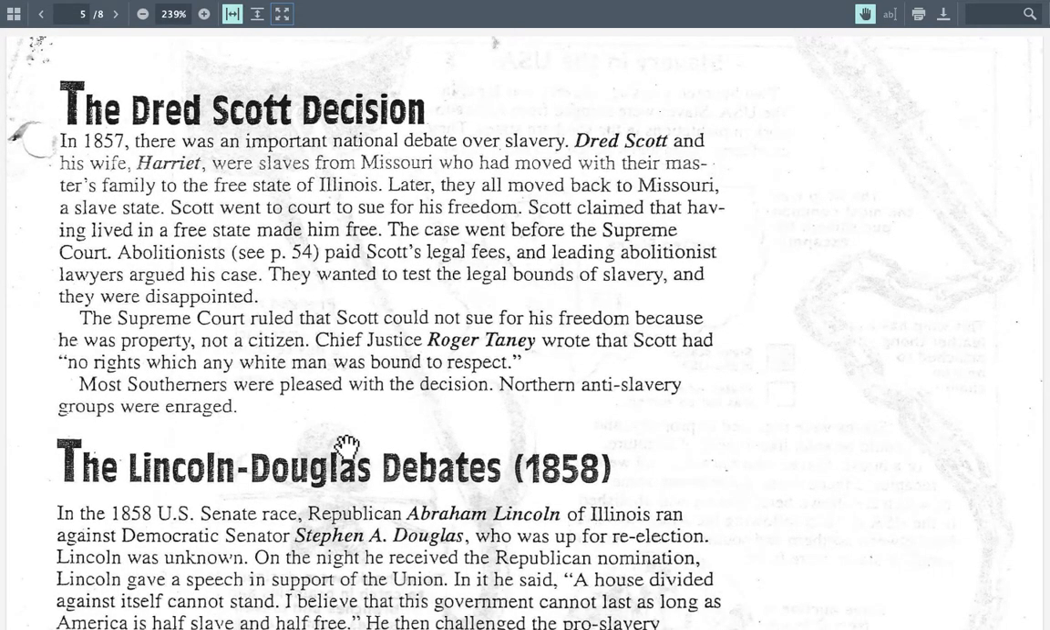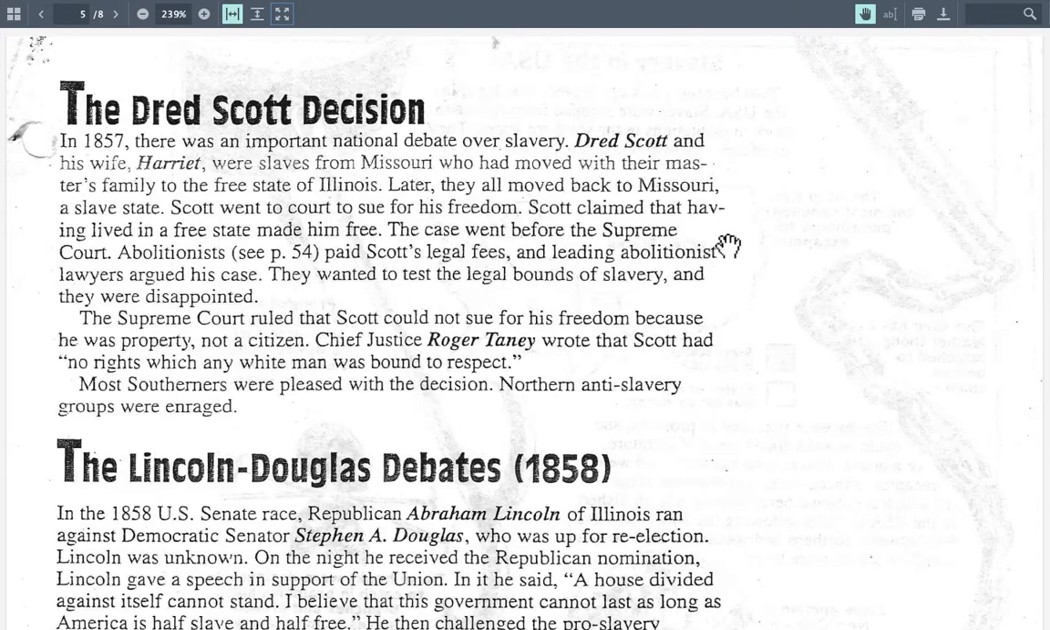The Dred Scott decision. In 1857, there was an important national debate over slavery. Dred Scott and his wife, Harriet, were slaves from Missouri who had moved with their master's family to the free state of Illinois. Later, they all moved back to Missouri, a slave state. Scott went to court to sue for his freedom. Scott claimed that having lived in a free state made him free.